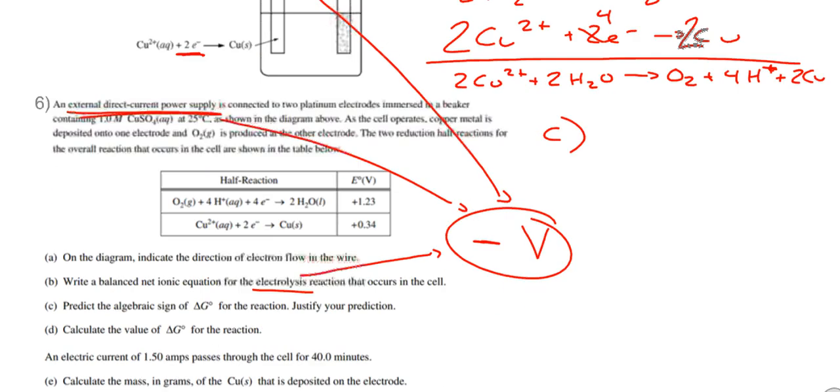So if you're understanding that this isn't a natural battery, you should be able to answer most of these right away. Predict the algebraic sign of change in G for the reaction. Specify your prediction. So G will be positive, and then all we've got to say is because it's not spontaneous. That's it. This is not a naturally occurring process.